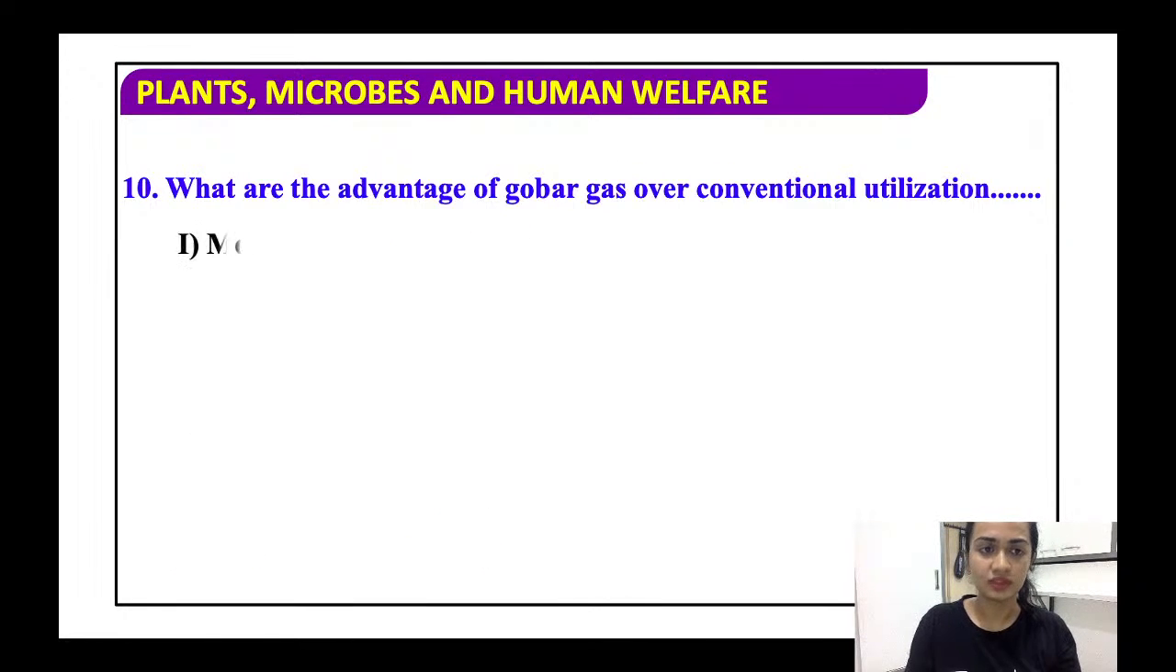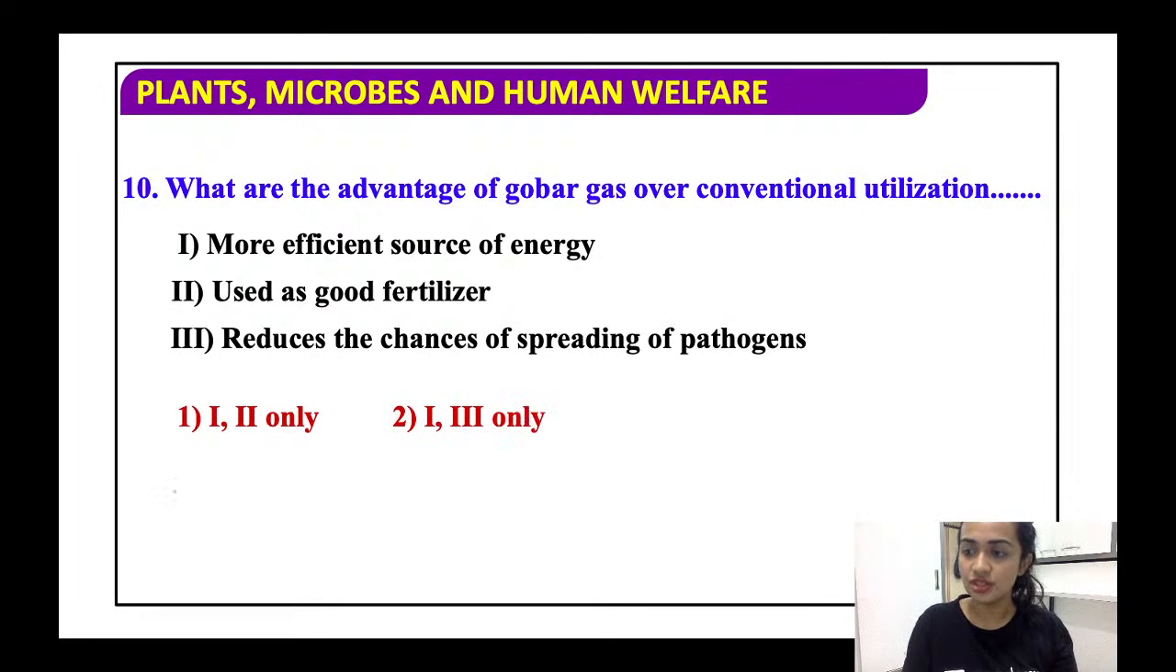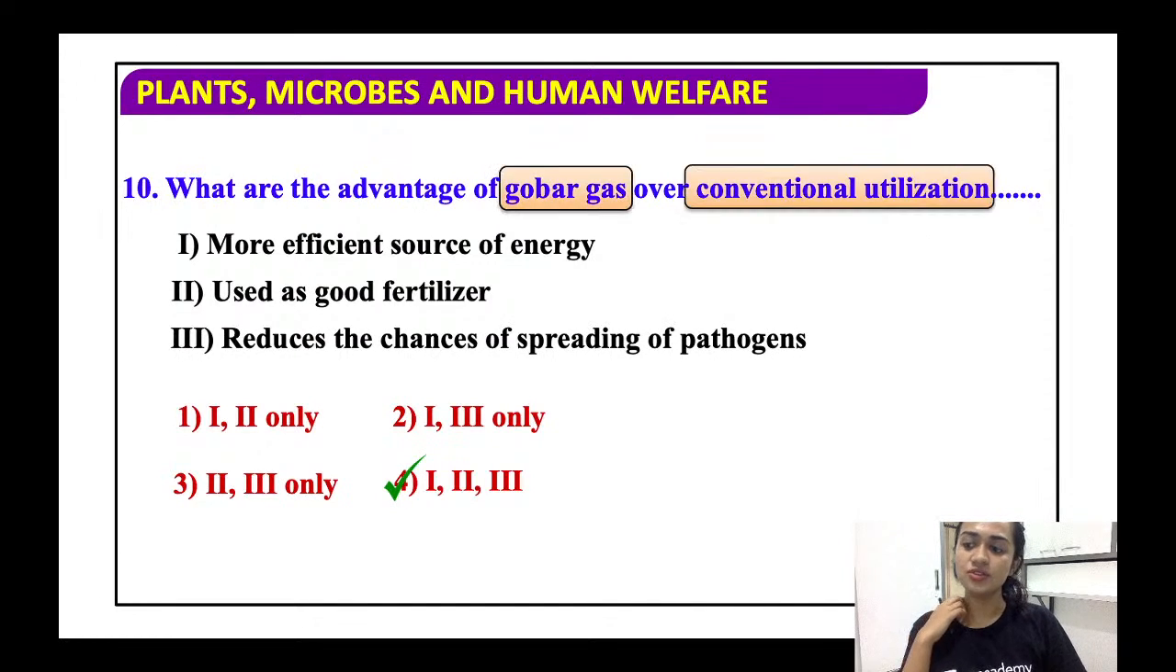Fine. What are the advantages of gobar gas over conventional utilization? Meaning you have to tell the benefits. So more efficient source of energy, used as good fertilizers. Definitely it is an efficient source of energy. There is zero pollution from it. And on top of that, in villages and rural areas, gobar gas is their main fuel. It is used as good fertilizers. Definitely reduces the chance of spreading pathogens. Okay, so the answer is all.